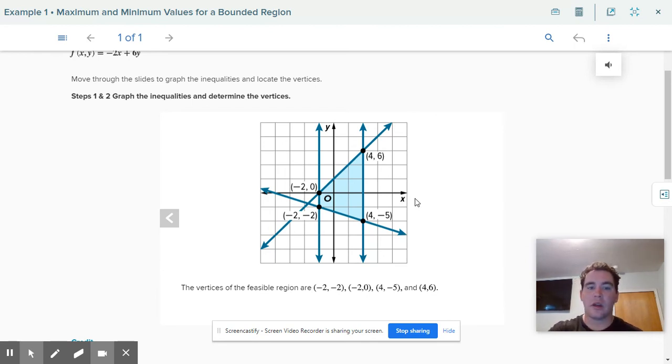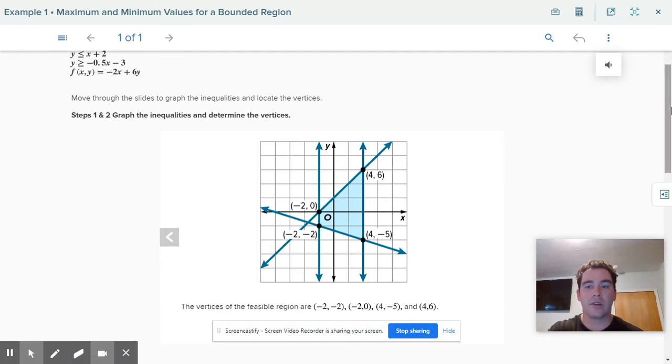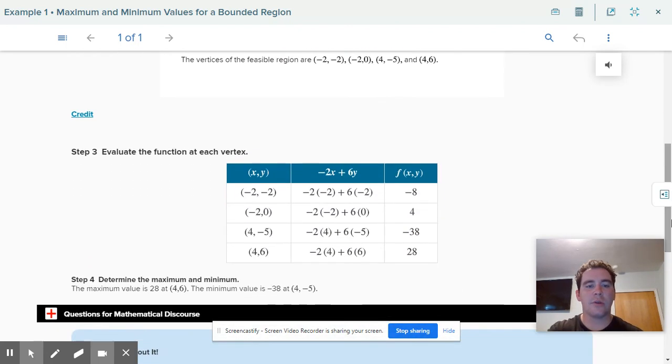Now, what we want to do with these vertices is plug them back into our f of x and y function, which is -2x plus 6y. We're going to do this four different times, with the x and y values of each one of our vertices. When we evaluate the function, on the left column we have a list of our vertices. The middle column is our function, f of x and y, so we have -2x plus 6y.